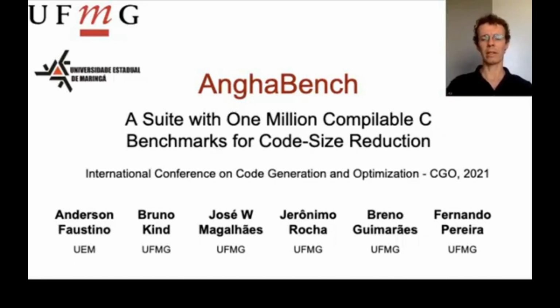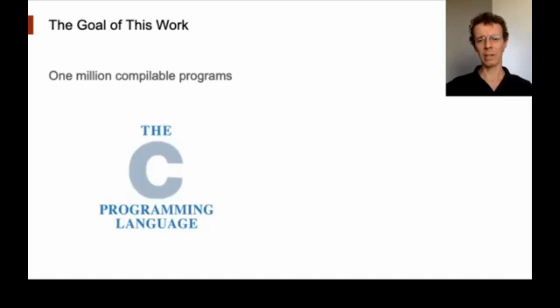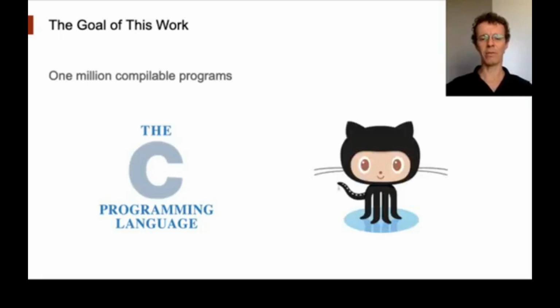That's a work that I did in collaboration with several colleagues from the Federal University of Minas Gerais in Brazil, together with Anderson Faustino from the State University of Maringá. These two universities are from Brazil. The goal of this paper is to describe a benchmark suite. But what's unusual about this collection is its size. It contains today more than 1 million compilable functions. These programs are all written in C, and they have been mined from open source repositories.